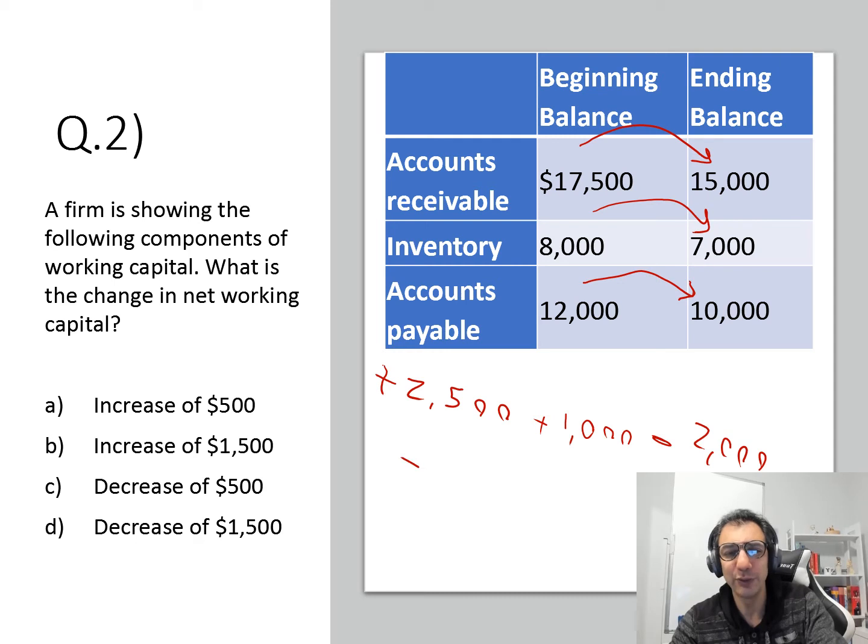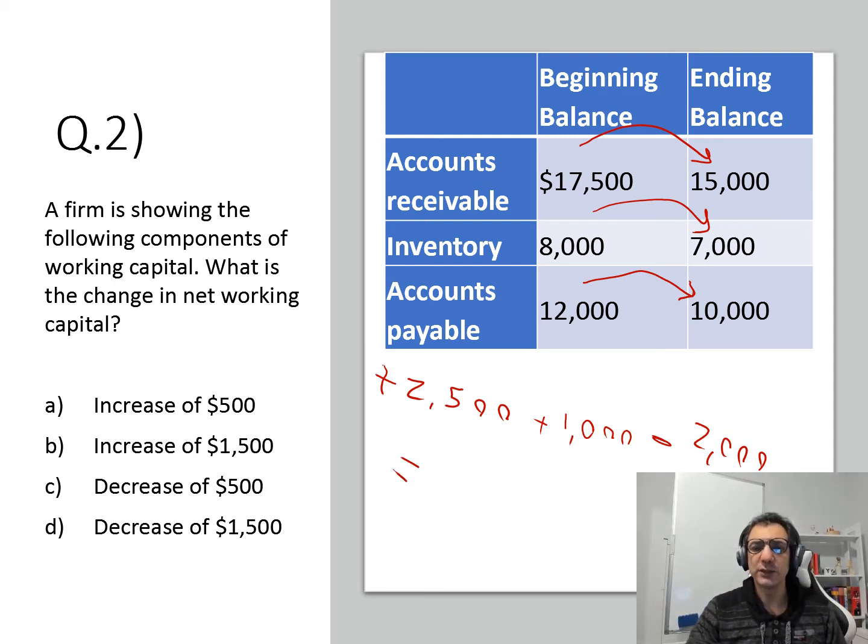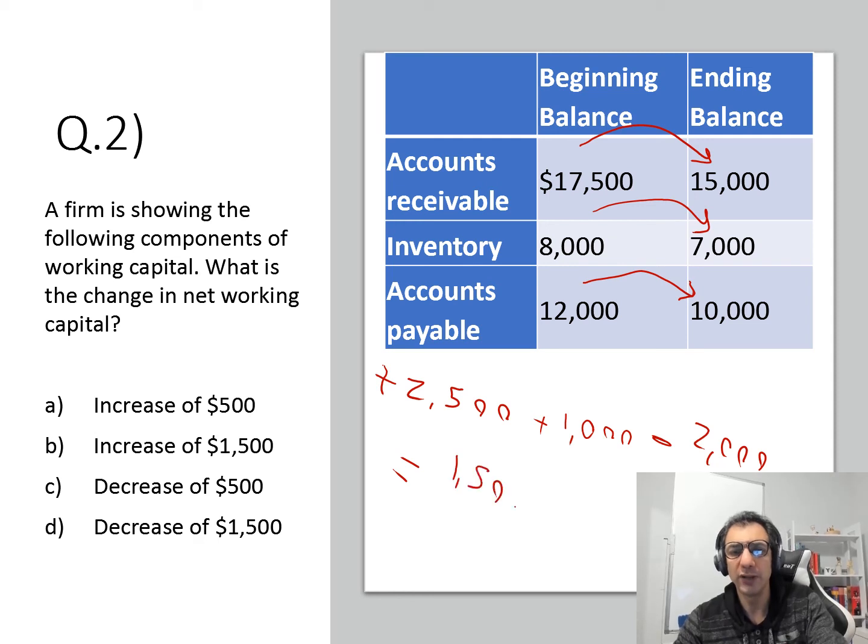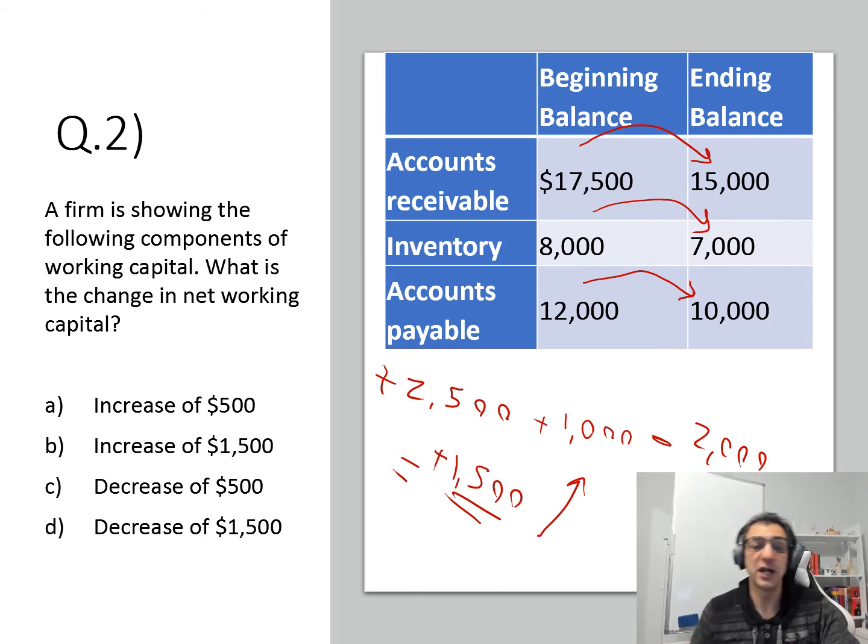Now let's add all these numbers. 3,500 minus 2,000 should be $1,500. That's positive, so your cash is going up by $1,500. So the answer should be B for this question. So let's look at the next one.